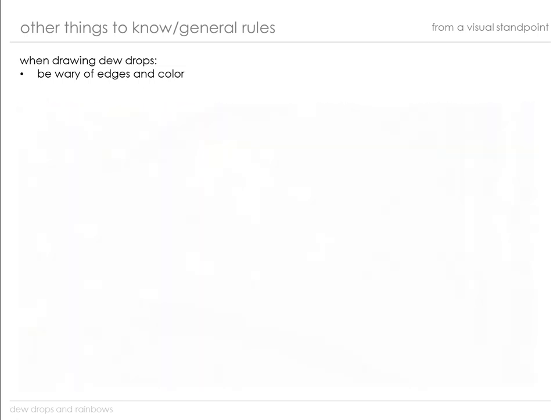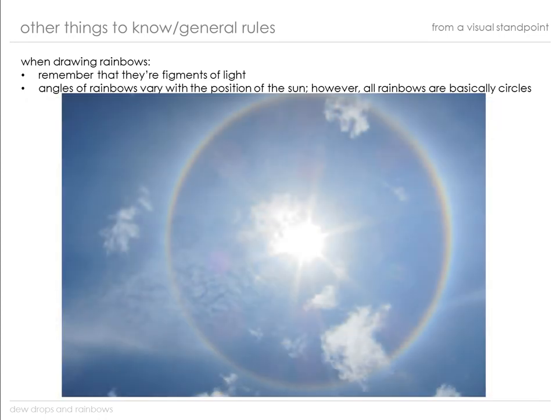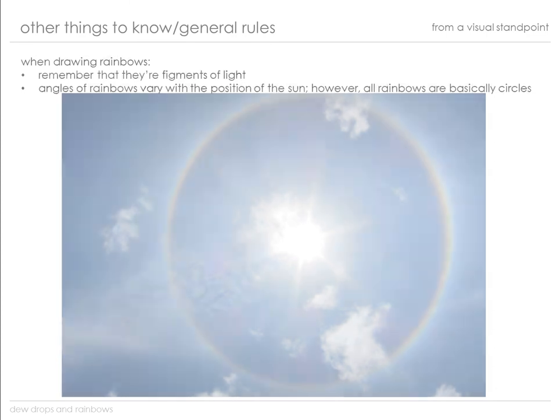As for rainbows, remember that they're figments of light. Don't make them more saturated than they need to be. Also, although the angle of the rainbow depends on the dewdrop's position relative to sunlight, rainbows are generally perfect circles if they are complete. Consider the ring rainbow to be a perfect rainbow. Lastly, remember, when in doubt, always squint.